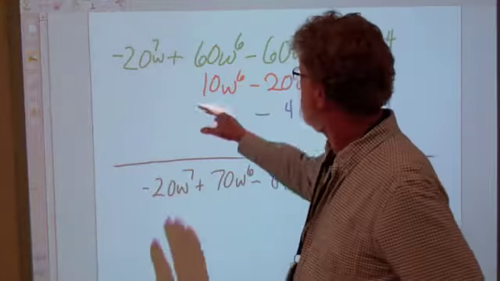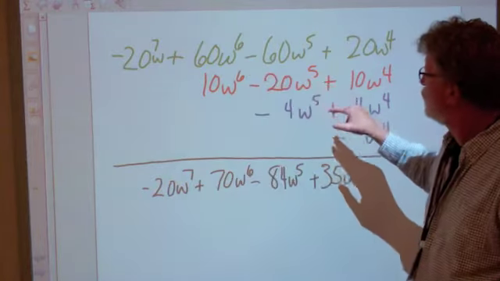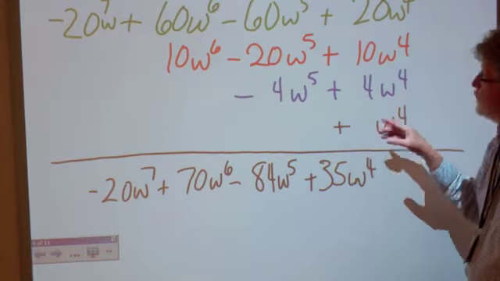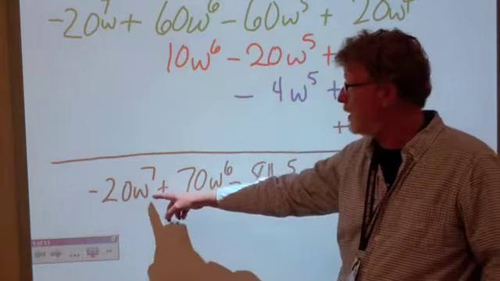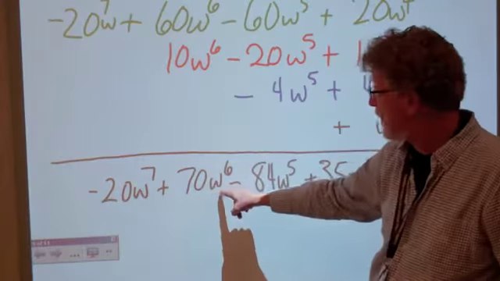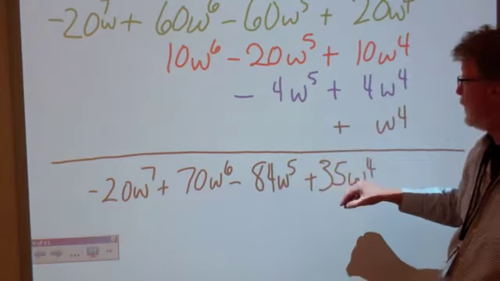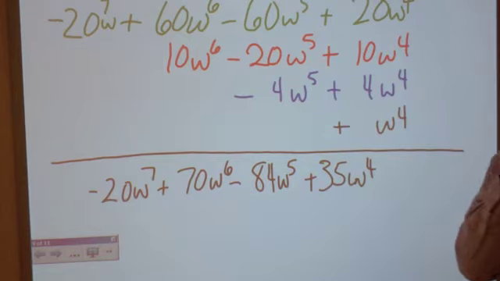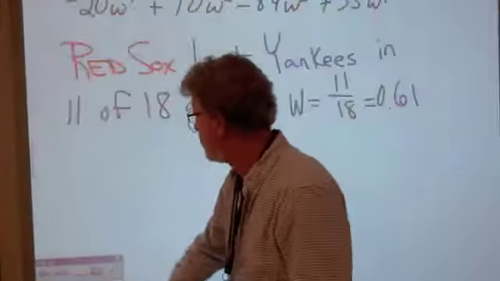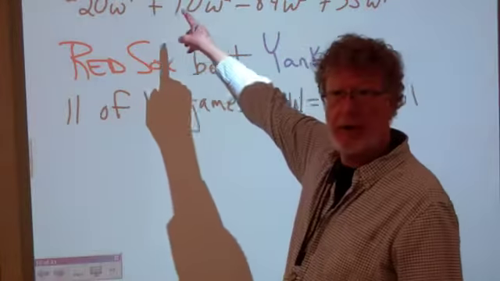Okay, and once we have each of these, we can add them together. I brought these over from the previous slides. And what you can see here is we add these up and we get negative 20 times w to the 7th. We bring down these, we get 70w to the 6th. We bring these down, negative 84w to the 5th. And we bring these down and we get 35w to the 4th. Okay, now, let's see, so here's what we ended up with from the previous screen.